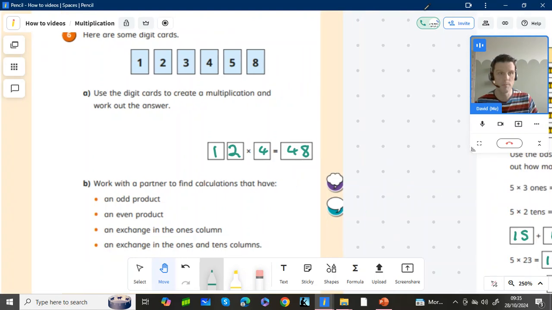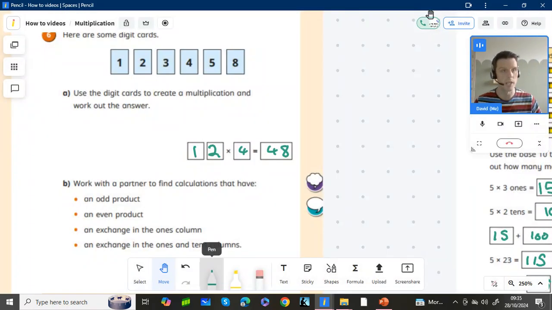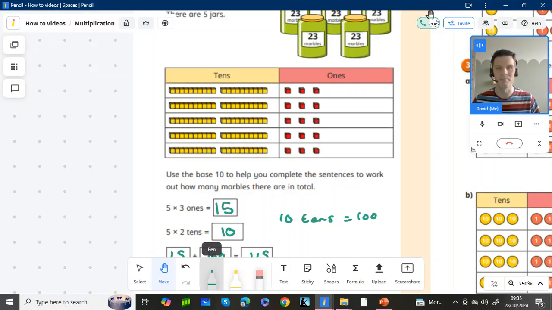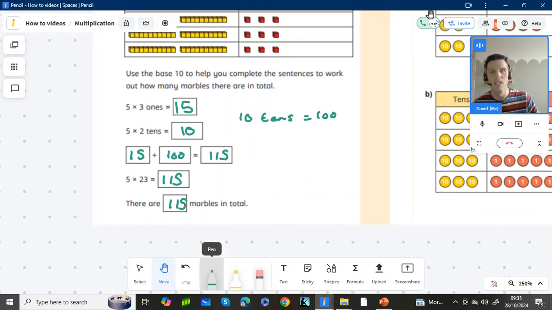Okay then, so here's my ball. Blue Peter moment now. Here's someone made earlier, funny enough. So here's the answers. So here's question 1. When I did it before, I was counting in tens, but I did leave a reminder that 10 tens equals 100. So 15 plus 100 is 115. So there are 115 marbles in total. So that's question 1.